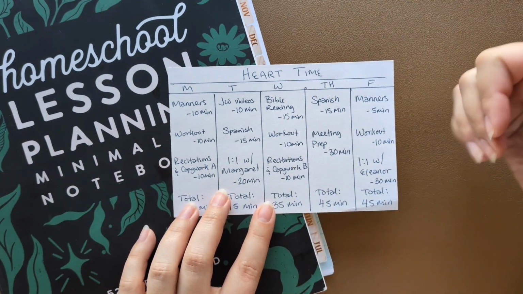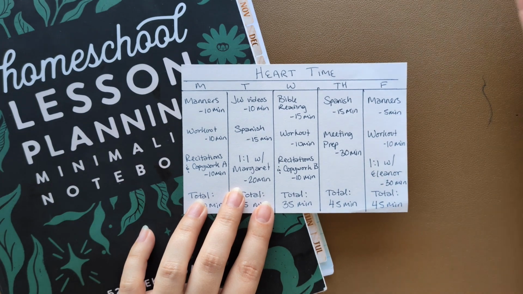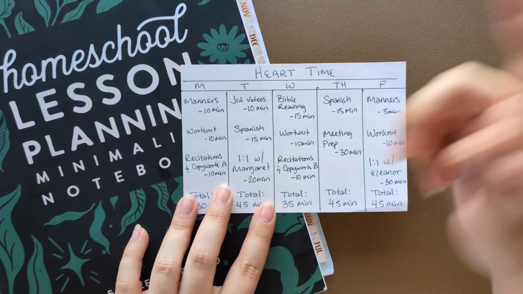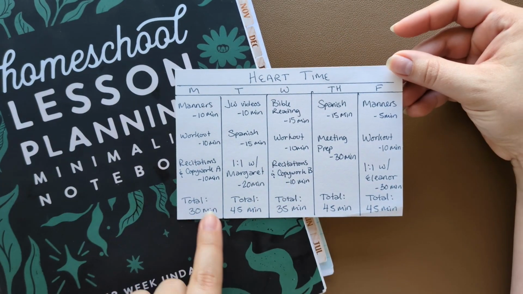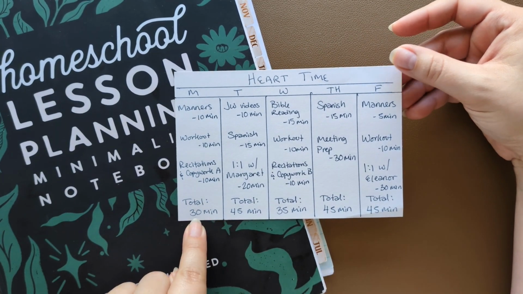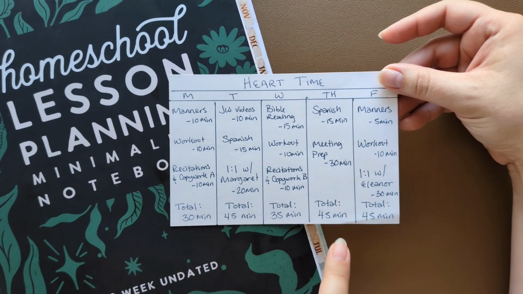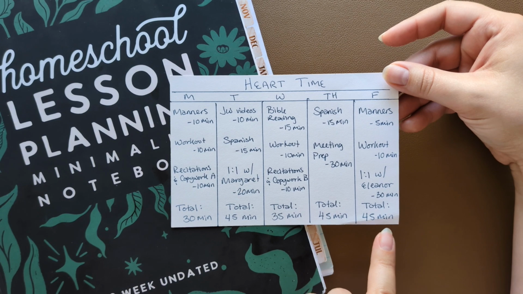But I can always swap it out for anything. If one of them needs a little bit of extra help with their math that particular week, we can use that time for that. And then at the bottom, I have my totals for the day. So you can see Monday, we're at 30 minutes, Tuesday, 45, Wednesday 35, Thursday 45, Friday 45.